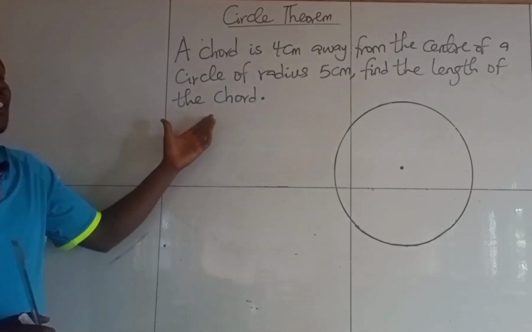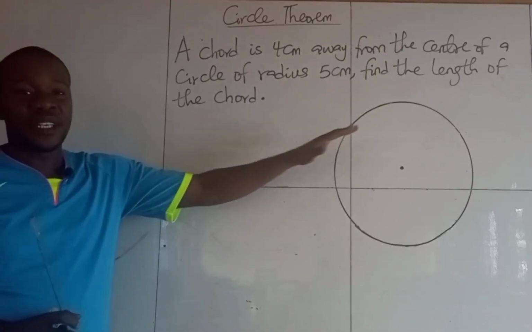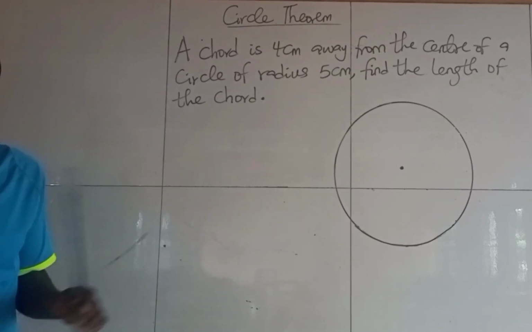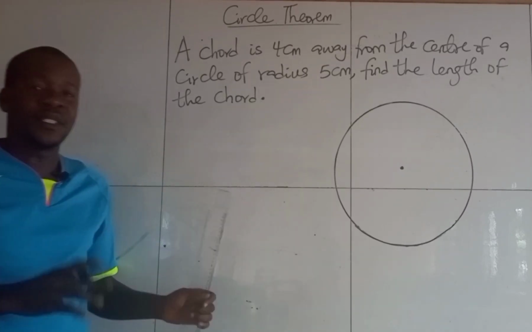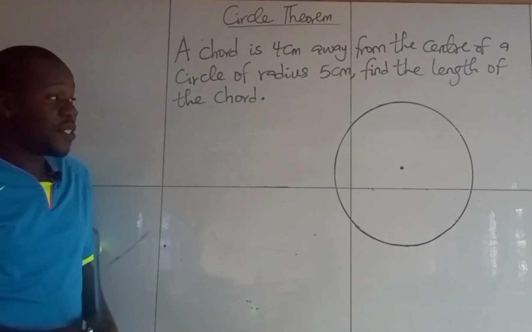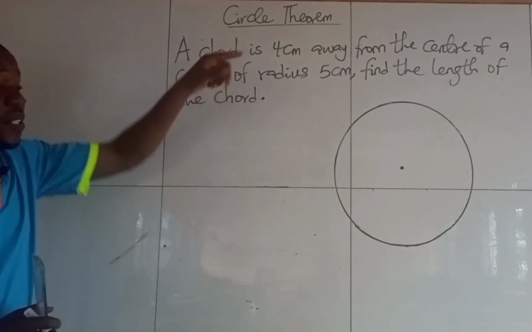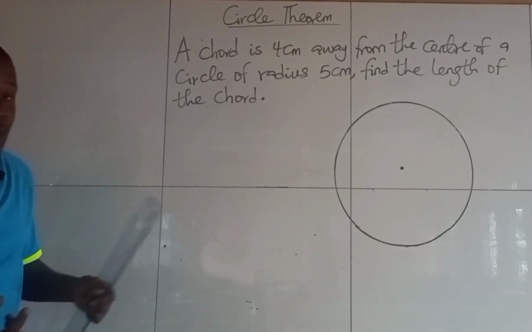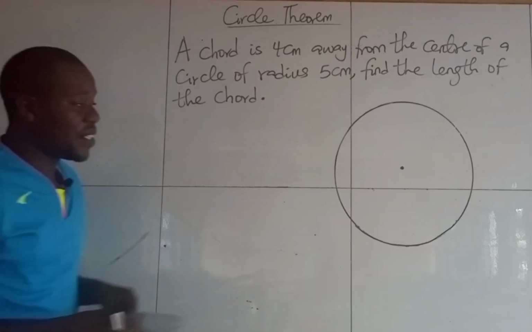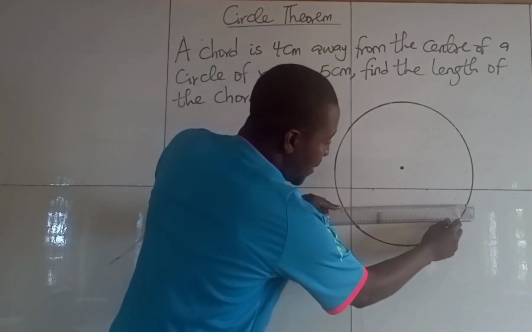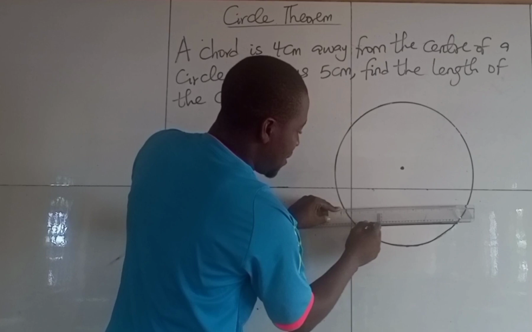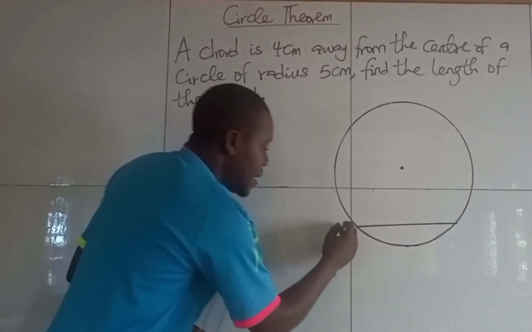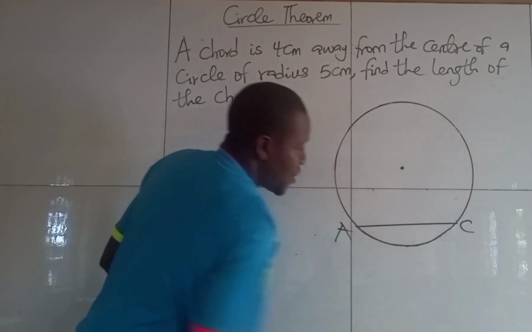So before you answer this question, it's very important that you illustrate it in a diagram so you see what you have and what you're looking for, and the theorem that will connect the known to the unknown. So we illustrate: a chord is 4 cm away from the center. So we draw a chord. We know how a chord looks like, right? So I have a chord here. It can be anywhere. A straight line from one end of the circumference to another end of the circumference. So we have a chord. Let me label it AC, chord AC.